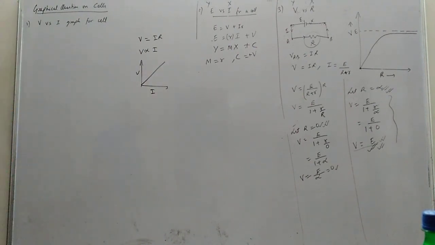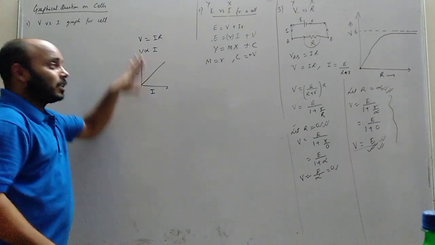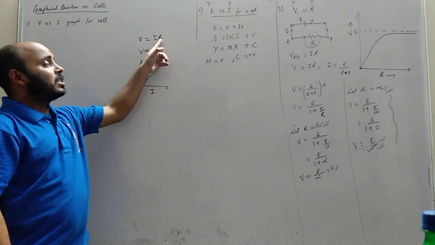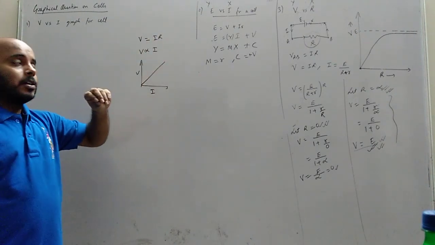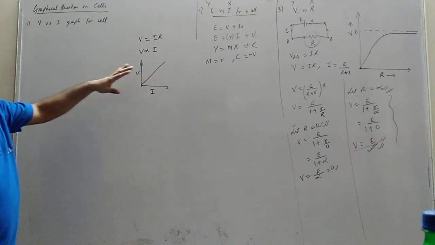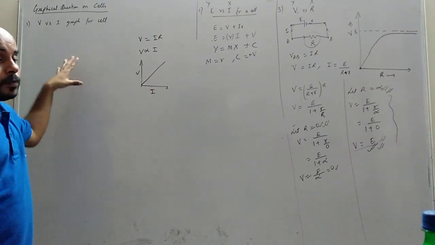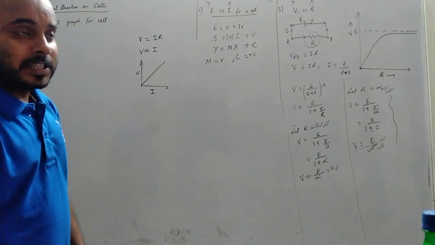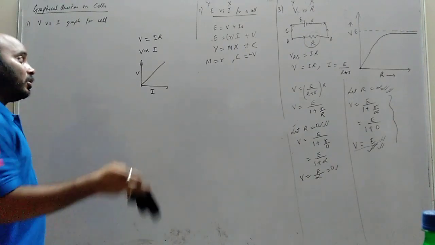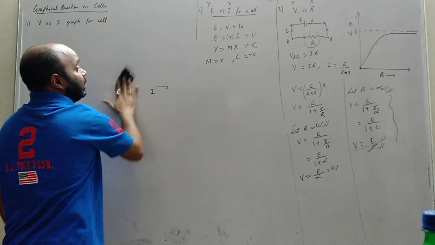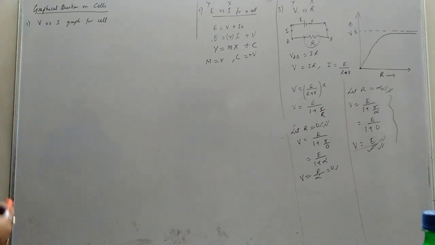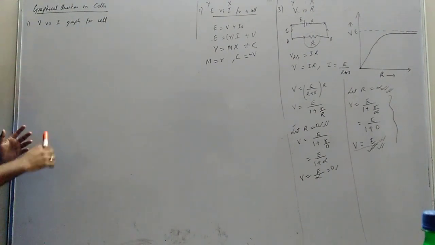But this is the V versus I graph for a conductor. For a conductor, the resistance is constant. Okay, so it's a straight line. But we have been asked for cells, potential difference across the cell versus current through the cell. That graph I need. Okay, so we need to first find an expression for drawing a graph.